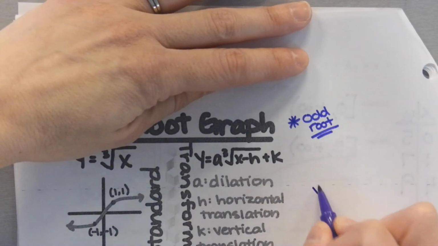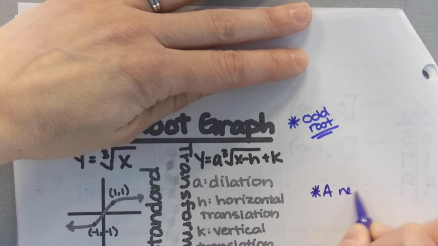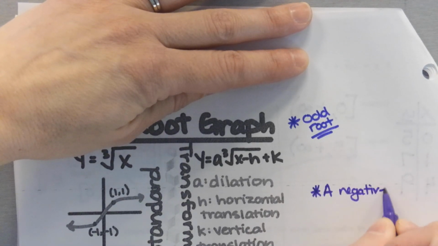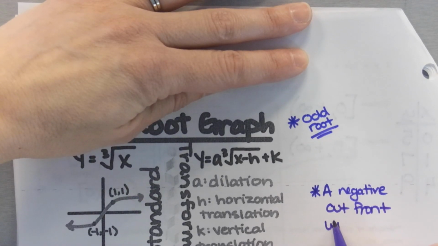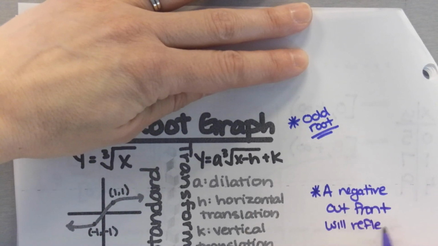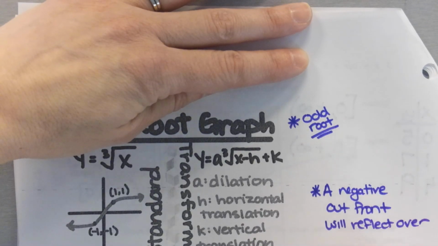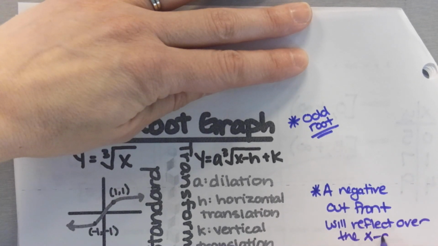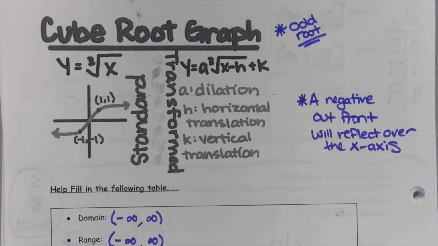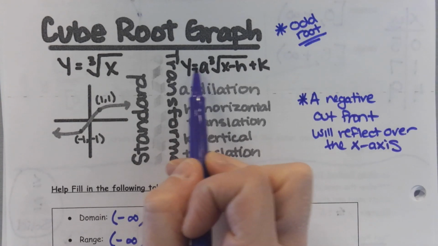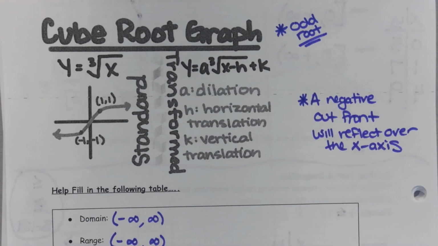So remember that a negative out front, so out front of everything, will reflect over the x-axis because it impacts what y is equal to. So that's the only thing that's not represented. So meaning if I put a negative out there.